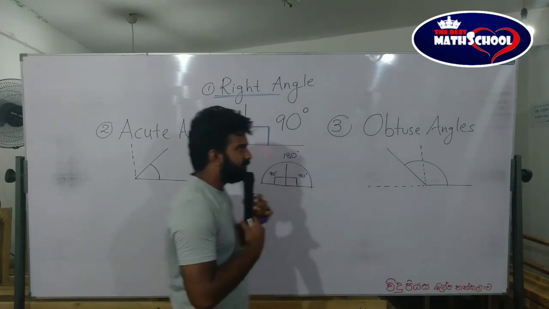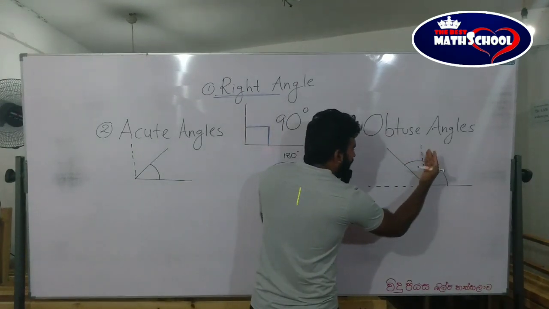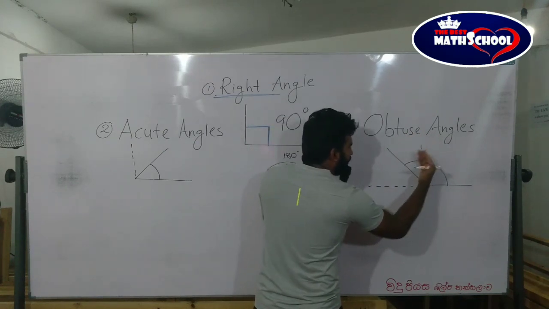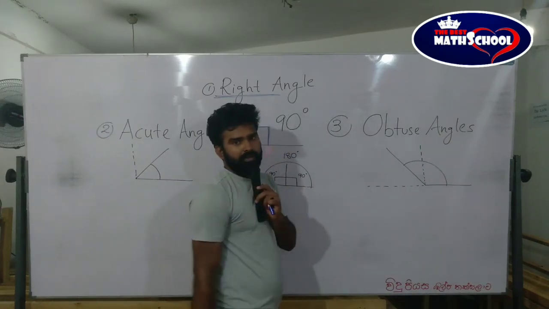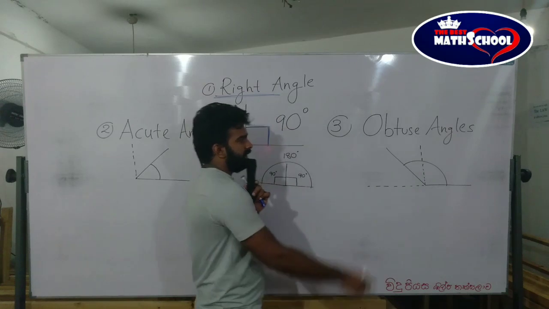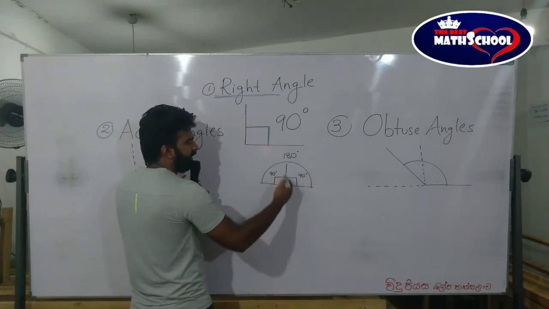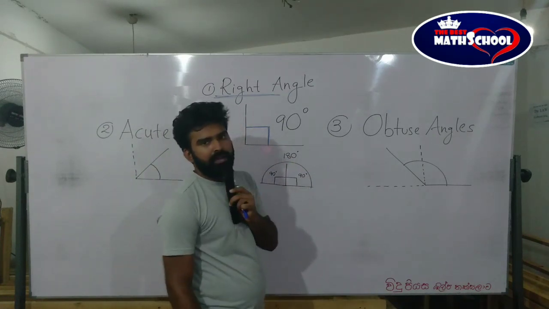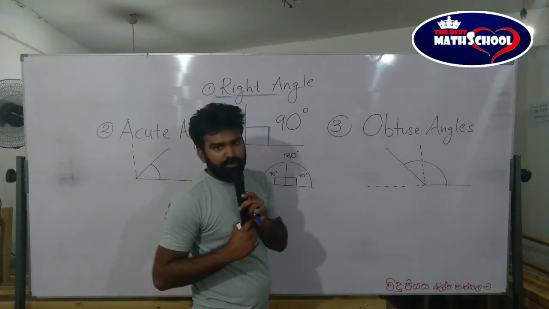Got it? That means the magnitude of an obtuse angle should be more than one right angle and it should be less than two right angles. Got it? That means it should be in between. It should be between 90 and 180. It should exceed the limit 90, but it should be less than 180. So these types of things we call obtuse angles.